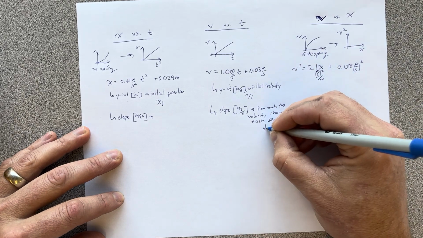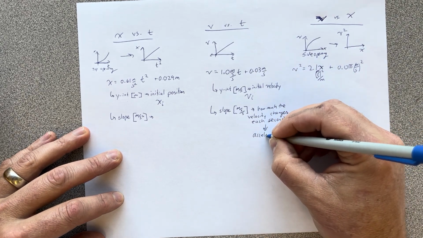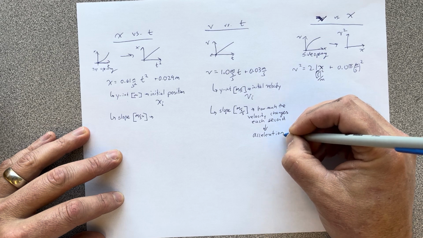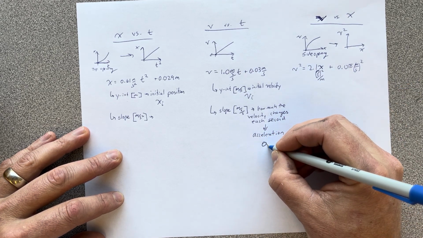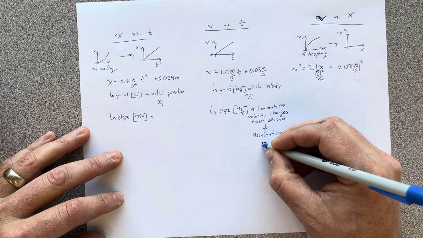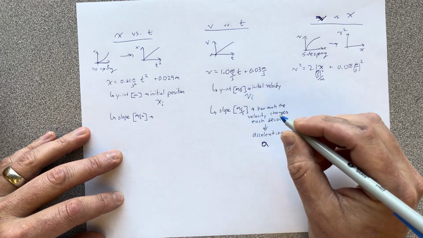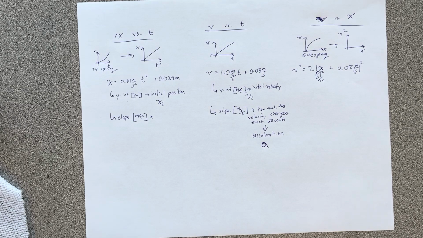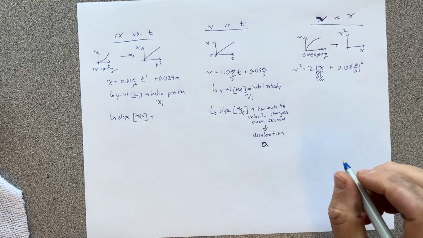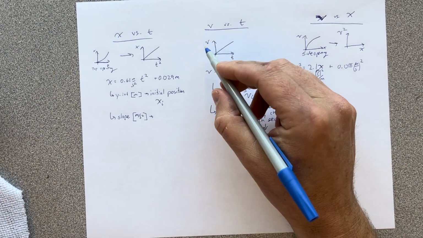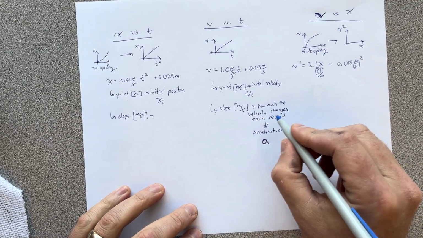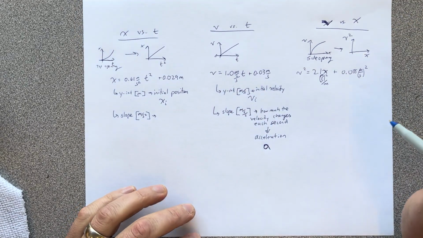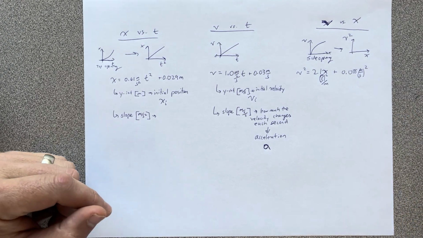We call this acceleration. All right, and the symbol is a lowercase a. The units are meters per second each second. So this is a new definition. This is really important, right? Acceleration. It's the rate of change of velocity. That's another way to say it. How much velocity changes each second. The rate of change of velocity. All right.